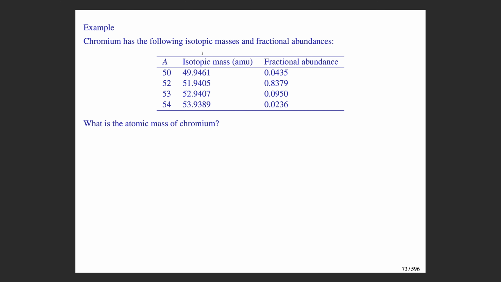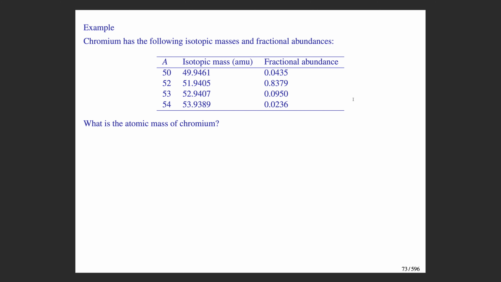What you need to do is to take the isotope masses here, listed in AMUs, and multiply them by these fractional abundances. So these aren't the percentages. These are the percentages expressed as a fraction. So for example, chromium here, chromium-52, 83.79% of all chromium atoms are chromium-52. So the percentage here is expressed in terms of a fraction. So you take the masses times the fractions, and then you add those up.